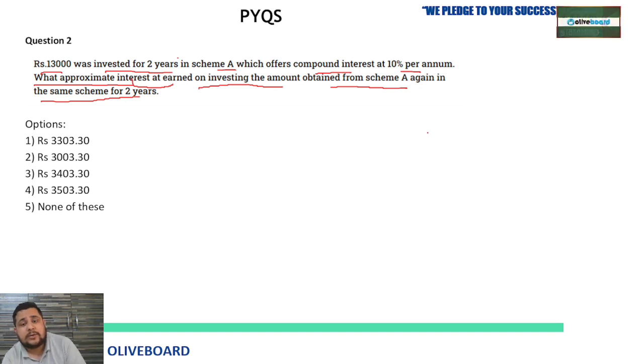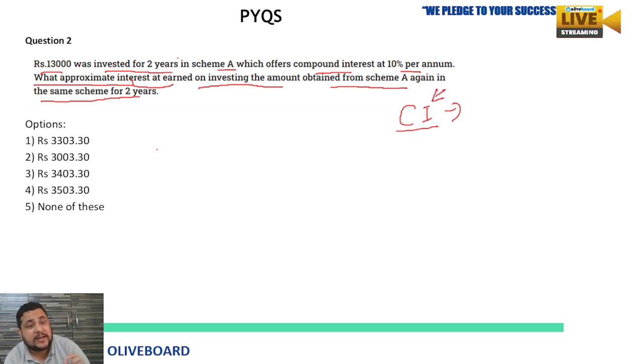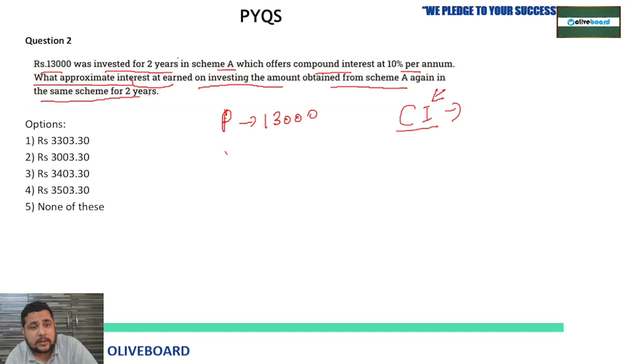In simple interest you get only interest on the principal, but when we talk about compound interest, you will get the interest on principal as well as on the interest also, means interest on the interest. So see, principal is 13,000. Our principal value is 13,000. It is invested in a scheme which offers compound interest of 10% per annum, and it is invested for 2 years.